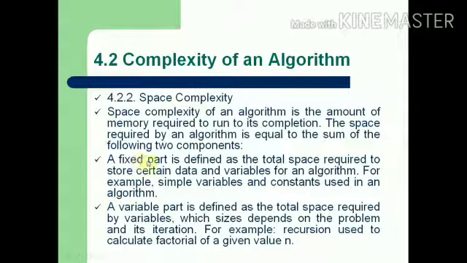In this concept we understand two parts. One is the fixed part, where there is no change in the number of variables. Number two, the variable part, where the variables which we created and which we are using may vary. We created only four variables but we used them based upon the input of the program. So this is called space complexity. In space complexity we calculate the memory consumption of the algorithm.